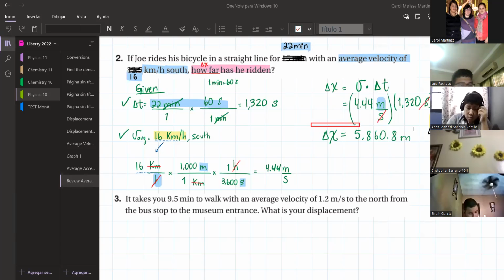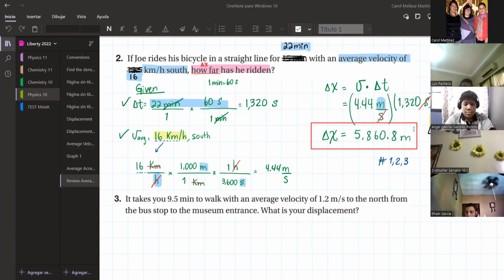This exercise number 3 is going to help you to solve, the number 2 is going to help you to solve the number 1, 2, and 3, okay, from the page 40, because they are very similar. Because you're looking for the same thing. In the three of them, you're looking for displacement. So basically, all you're gonna do is the same. You're gonna apply the same formula, the same isolation process. If you need to convert, you will do it. If not, go straight to the formula.